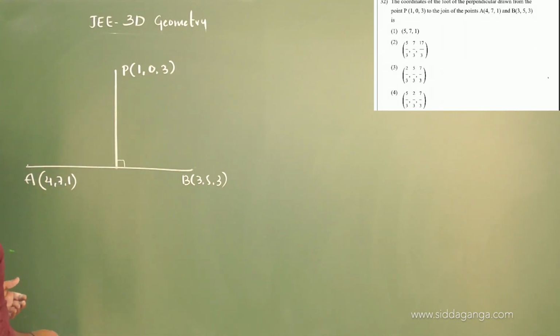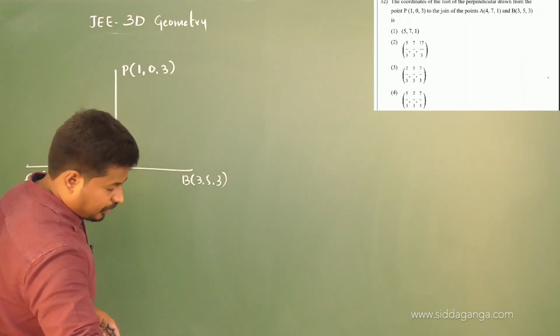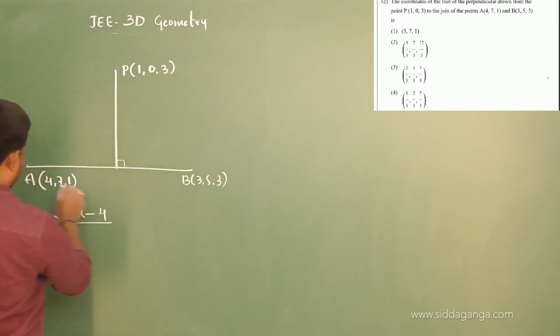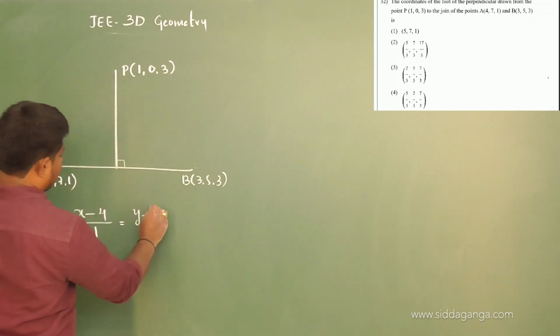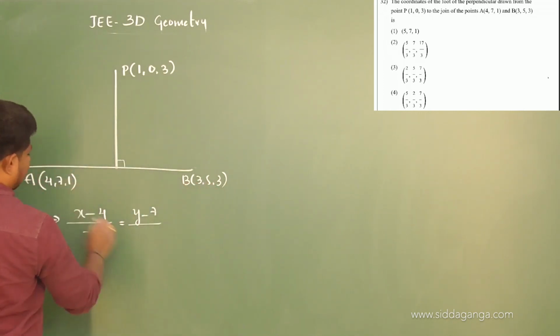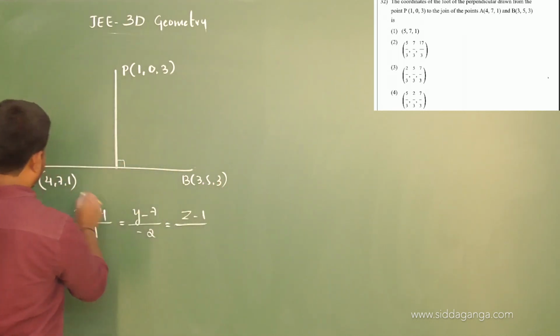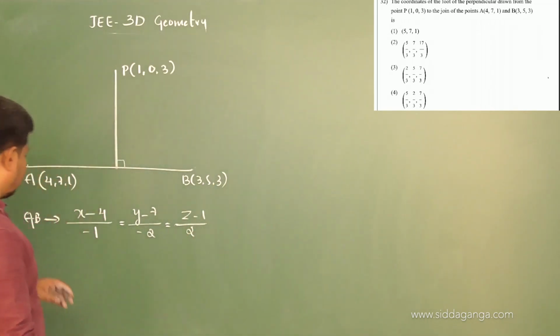Now let us write the equation of AB. Passing through 2 points, the equation of a line is given by (x minus x1) by (x2 minus x1). So x minus 4 over 3 minus 4, y minus 7 over 5 minus 7, z minus 1 over 3 minus 1, that is 2. Now this is the equation of AB.